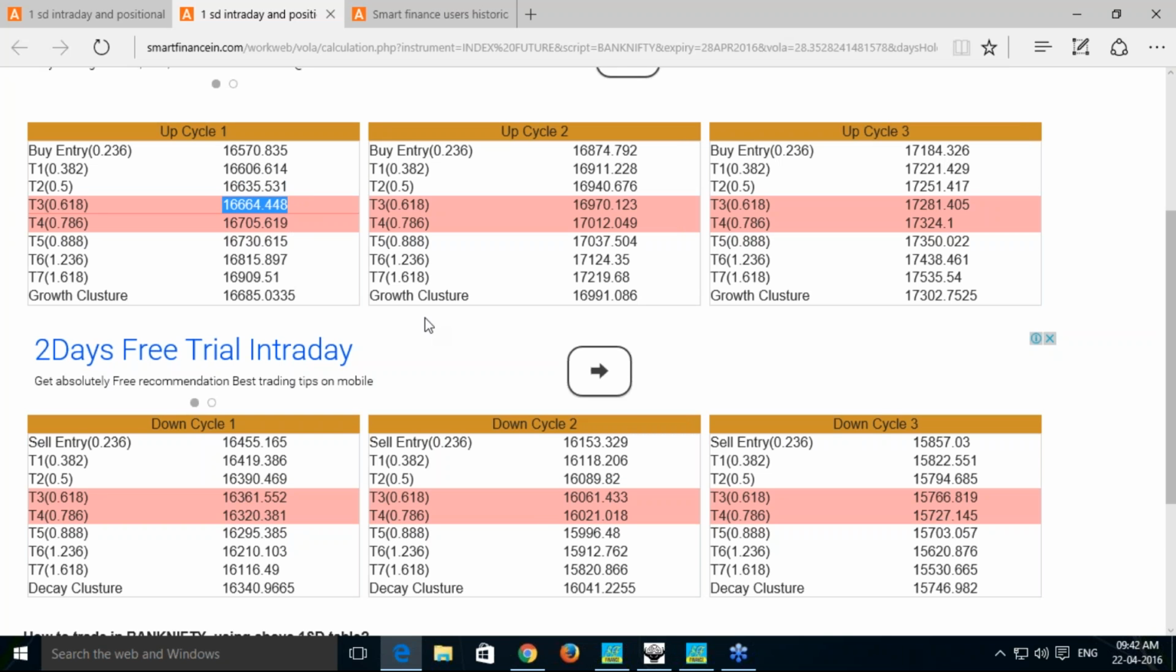From here, if you say that 0.618 to 0.786 is the death zone, and if I wish to come out from that trade, then it is okay.